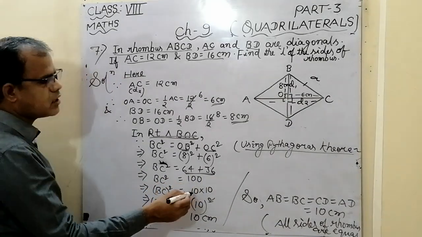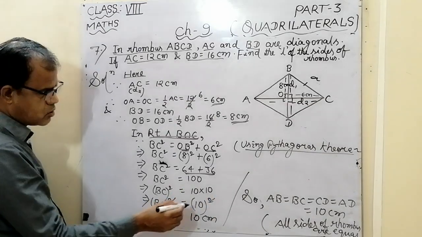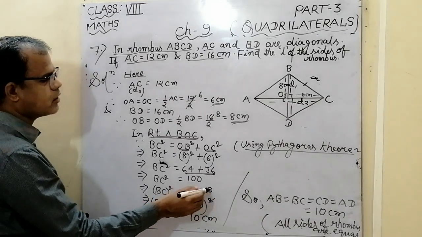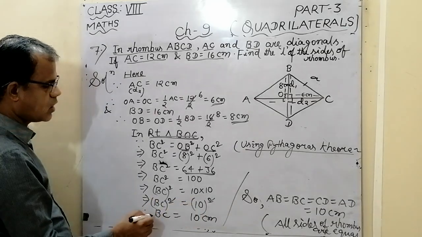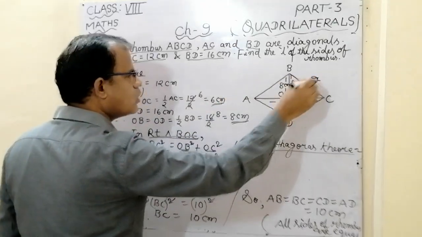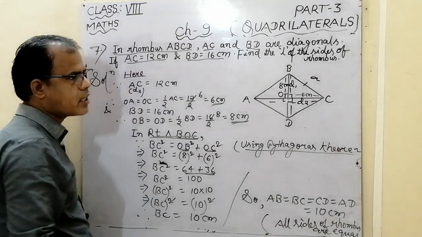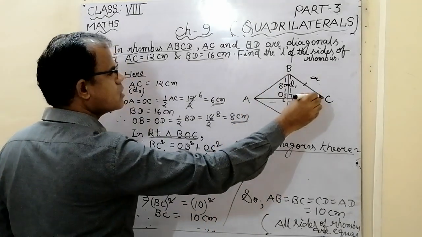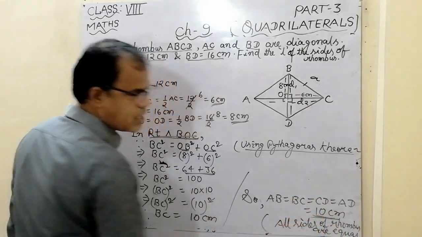So we can write 100 as 10 into 10. BC square equals 10 square. So cutting the square, BC equals 10 centimeters. In a rhombus all sides are equal. So AB equals BC equals CD equals AD. All four sides are 10 centimeters.